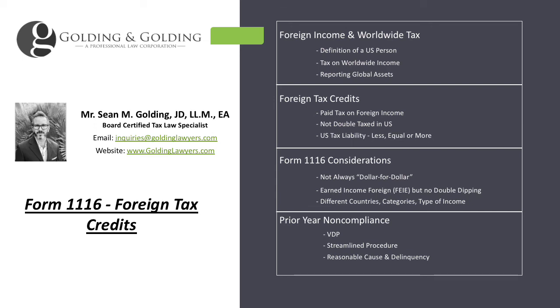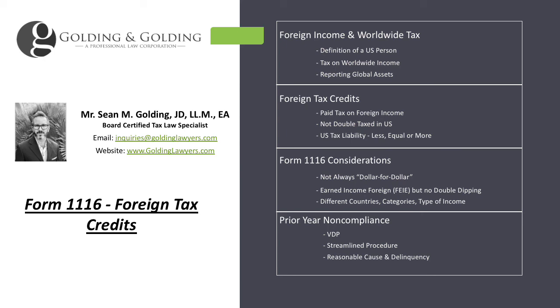You have to take into consideration the foreign earned income exclusion that probably knocked out the first $107,000 of what the potential tax liability would have been on that income, so that you don't double dip. If you're using commercial software like TurboTax or something, it will normally take care of that for you.